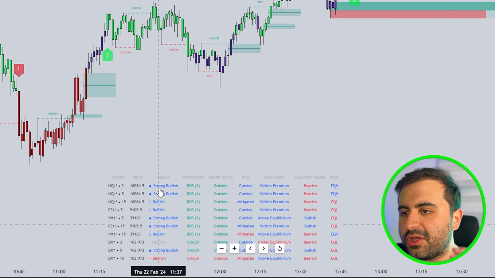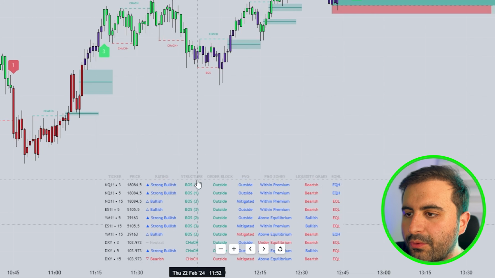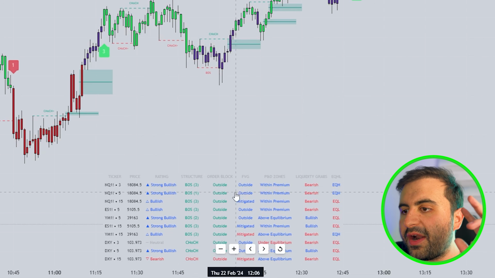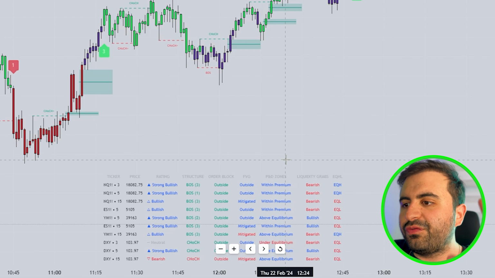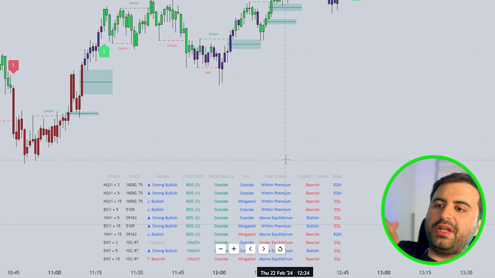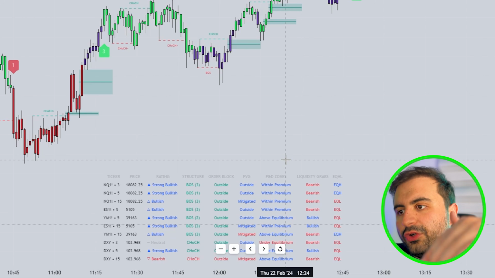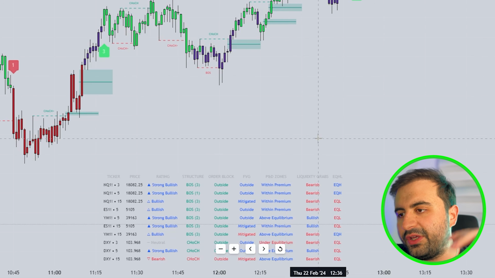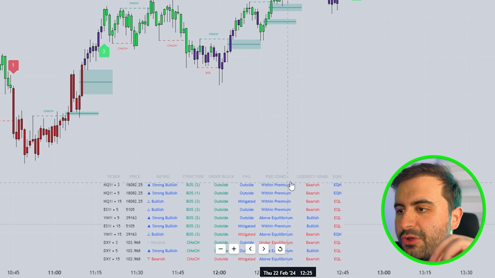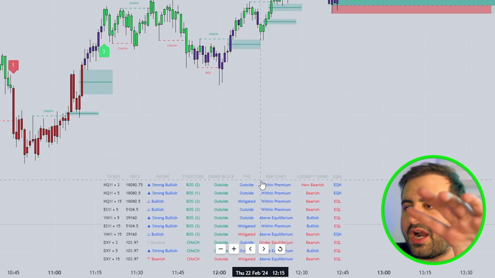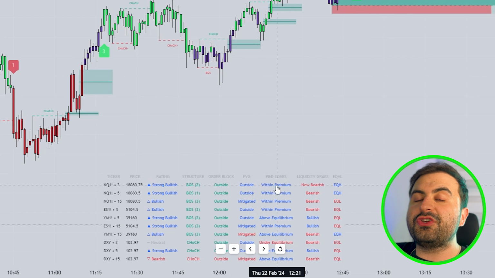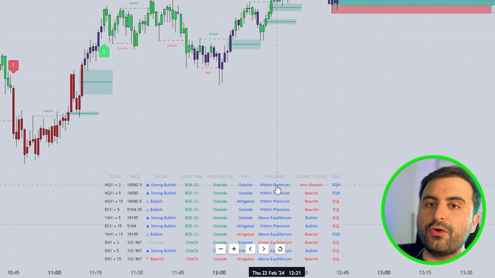On the NQ 3-minute time frame, we got a strong bullish and the break of structure 3 times on the 3-minute. We are outside of the order block and the fair value gap. We are trading outside of it, which is good, which means that we are still going up. The premium discount zone, it is within the premium. That's kind of a question mark because maybe price reached its maximum level. We can see some kind of, I don't know, reversal.